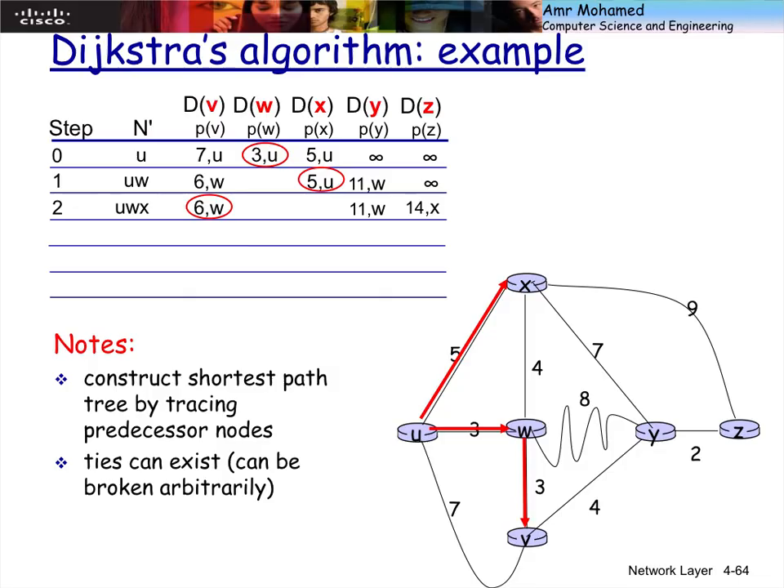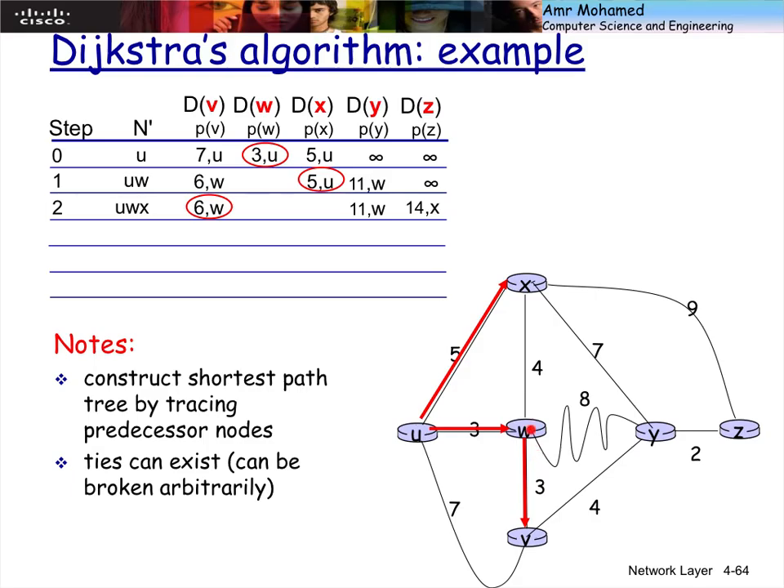So all the infinities are gone, and now we have costs which may or may not be the least cost at this point. When do these become the least cost? When all the nodes are included in N dash. Then we stop. If N dash becomes N, we stop. Once we stop, we know that this is the shortest path tree.